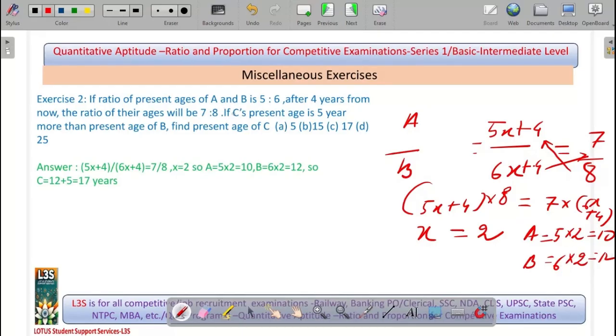Now what they have told: C's present age is 5 years more than the present age of B. B's age is 12, so C's age will be 12 plus 5, 5 years more than the present age of B, so 12 plus 5, this will be 17 years. C is 17 years.